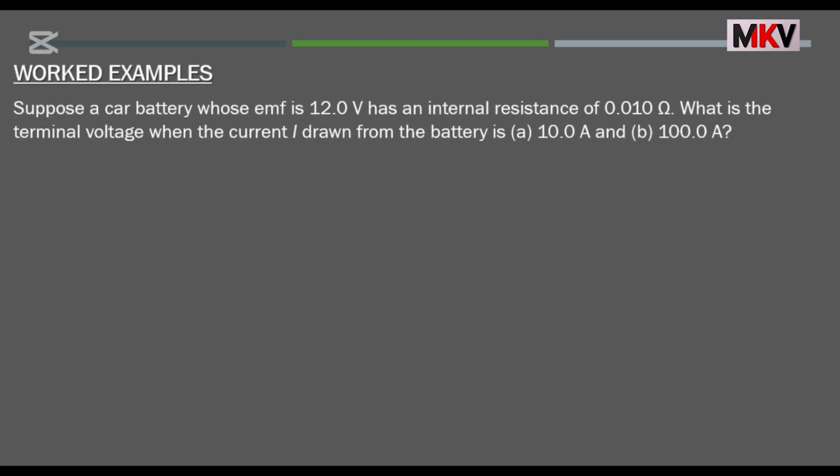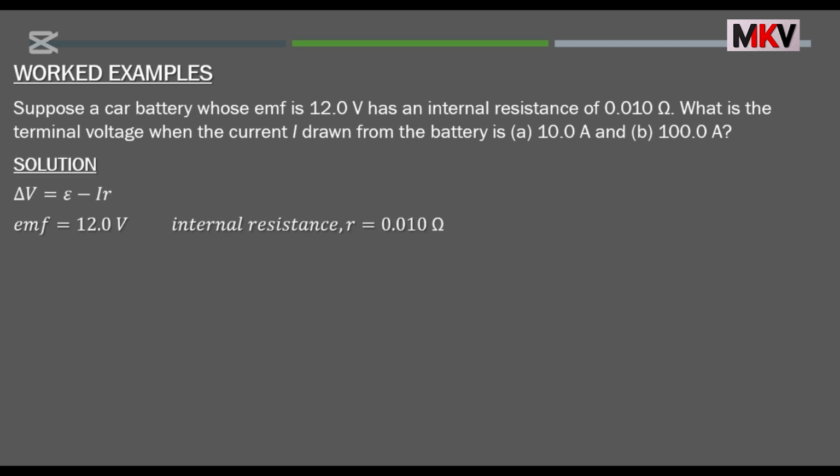Now let's look at another example. Suppose a car battery whose EMF is 12 volts has an internal resistance of 0.01 ohm. What is the terminal voltage when the current I drawn from the battery is A, 10 amps, then B, 100 amps? So let's look at the solution of this problem too.